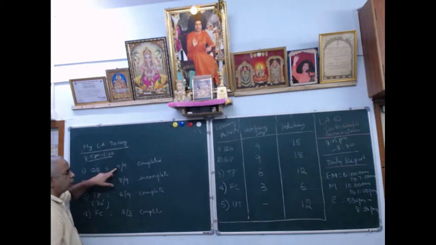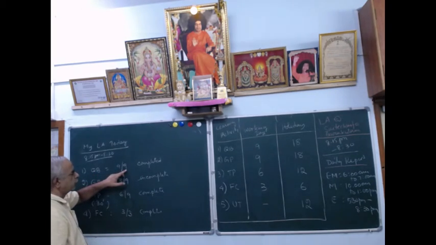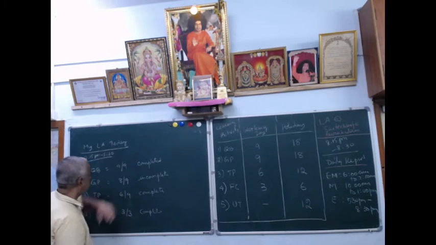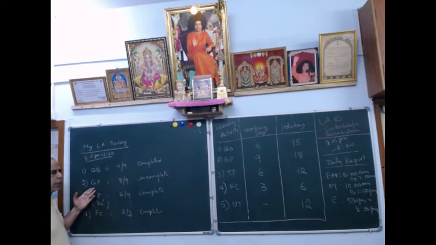Suppose you have written 12 questions, then you can put 12 out of 9, because the norm says clearly at least 9. It is not maximum, it is minimum. So you can exceed that one. And put completed if you have completed. Similarly, guided practice.